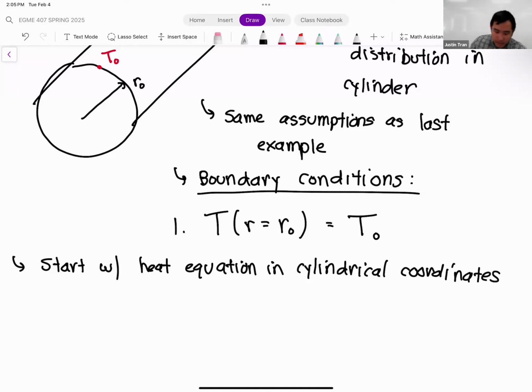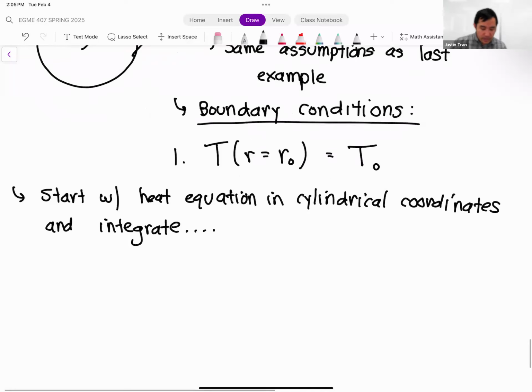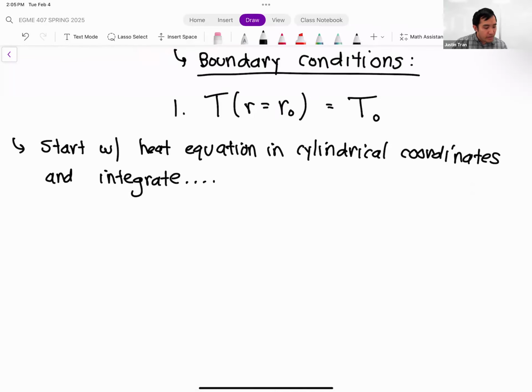Okay, so we're gonna start with the heat equation, symmetric coordinates. Let's integrate just like before. I'm gonna go a little bit fast this time because I do want to finish this example today. We've done it already, so I'm just going to summarize the steps.